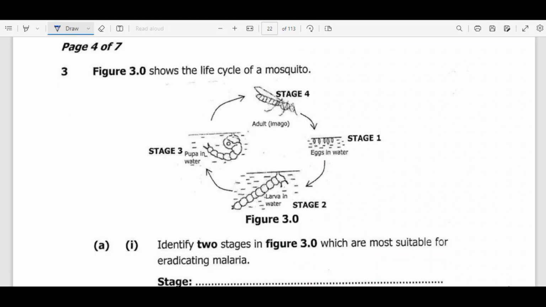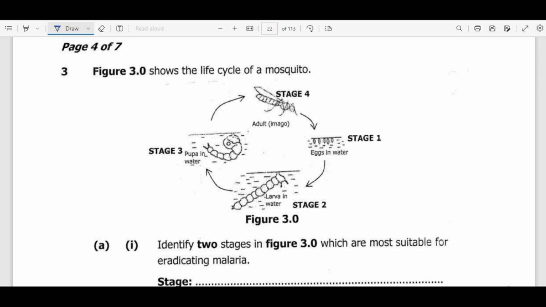Figure 3.0 shows the life cycle of a mosquito. So this is the life cycle of a mosquito. Identify 2 stages in figure 3.0 which are most suitable for eradicating malaria. So we have to eradicate. To eradicate is to stop, so to stop the spread of malaria.